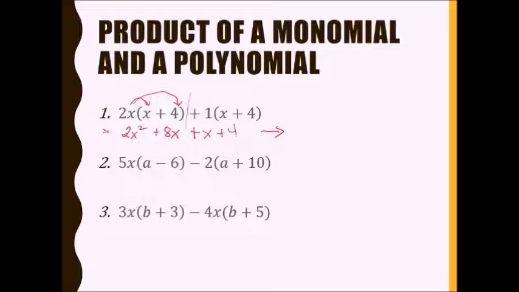Hindi ko na may sulat sa baba. So we have 2x squared. Wala naman siyang similar. So just copy it. Then 8x plus x is 9x. So same sign naman siya. So add mo lang sila diretso. Basta same sign, add mo diretso. The sign will depend on the given. So kung parehas positive, edi positive ang sagot. Then adding 4 plus 4. Ito na po yung final answer natin.